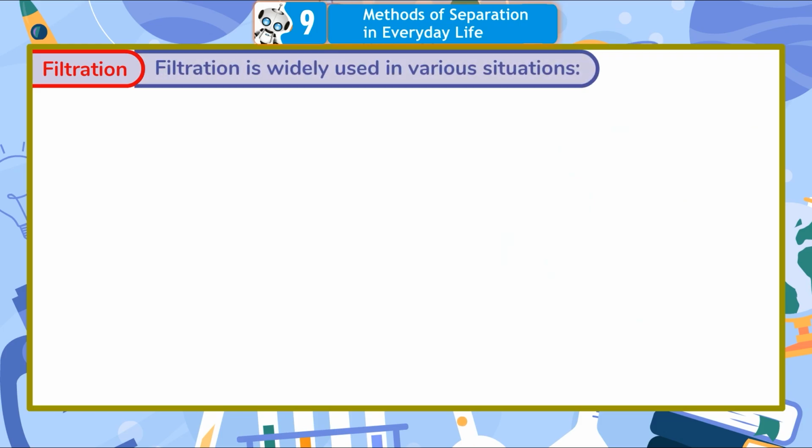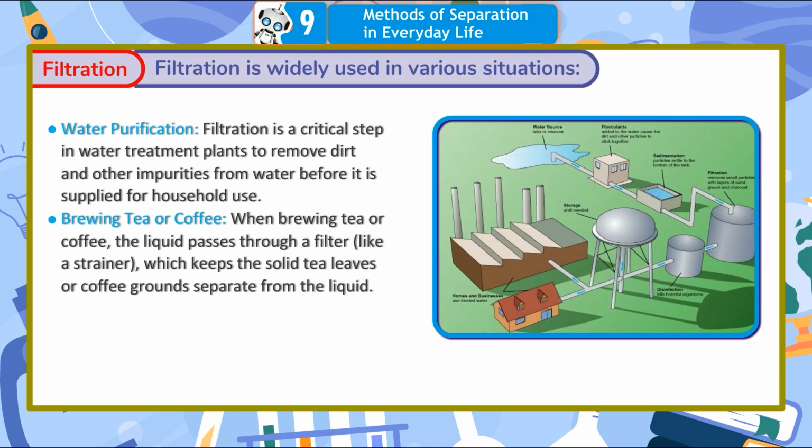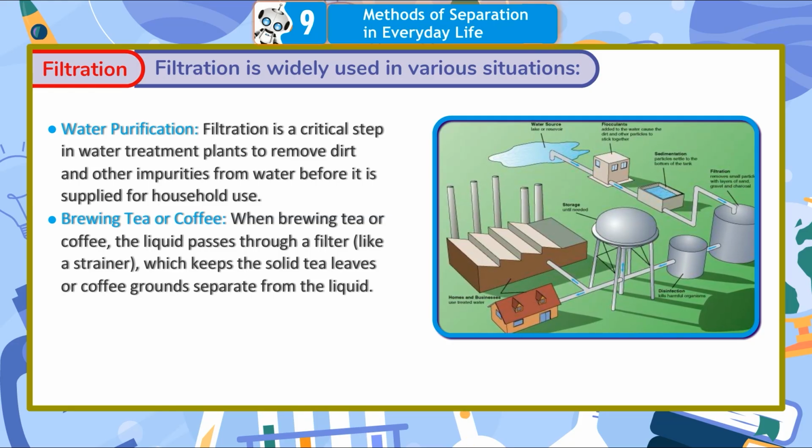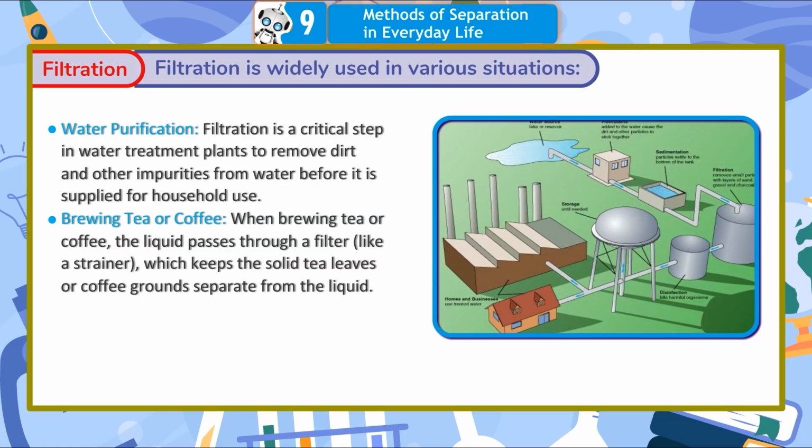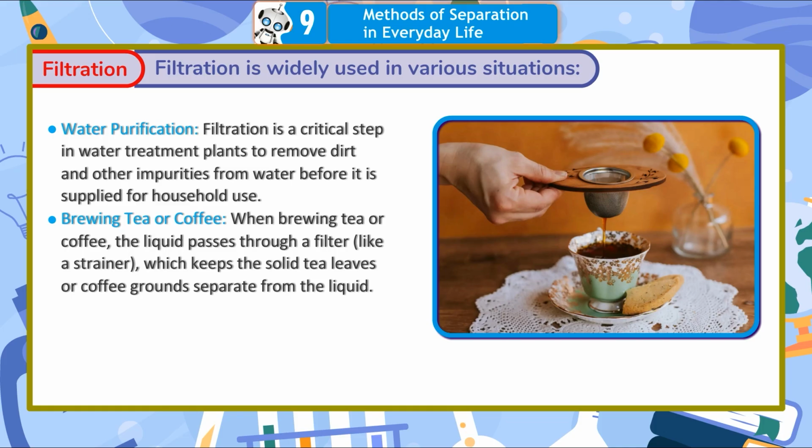Filtration is widely used in various situations. Water purification. Filtration is a critical step in water treatment plants to remove dirt and other impurities from water before it is supplied for household use. Brewing tea or coffee.